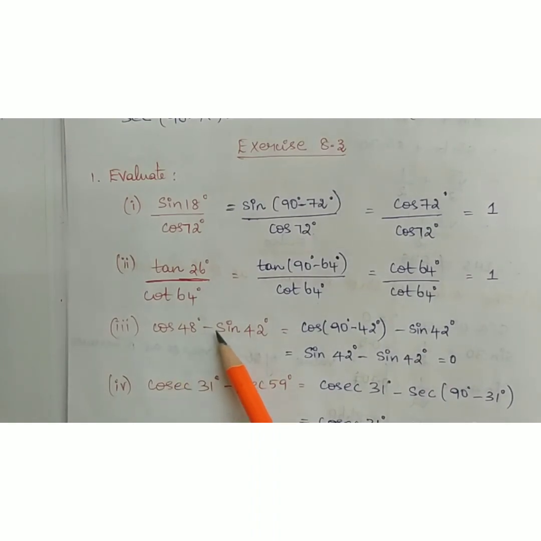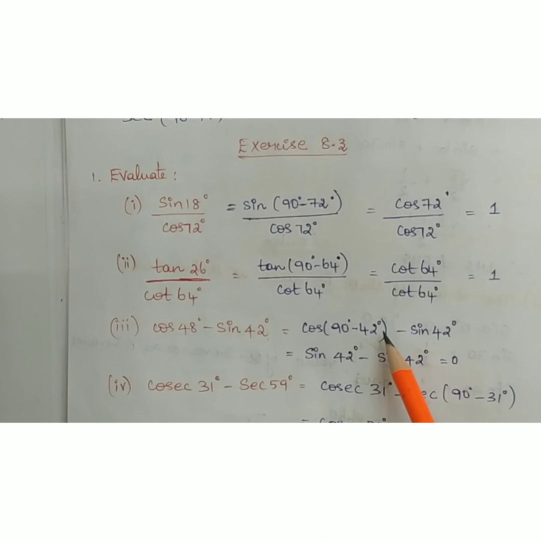Cos 48 minus sin 42. Here cos 48 can be written as cos of 90 minus 42, minus sin 42, which you write as it is. Cos of 90 minus theta is sin theta. So sin 42 minus sin 42 gets cancelled and your answer is 0.